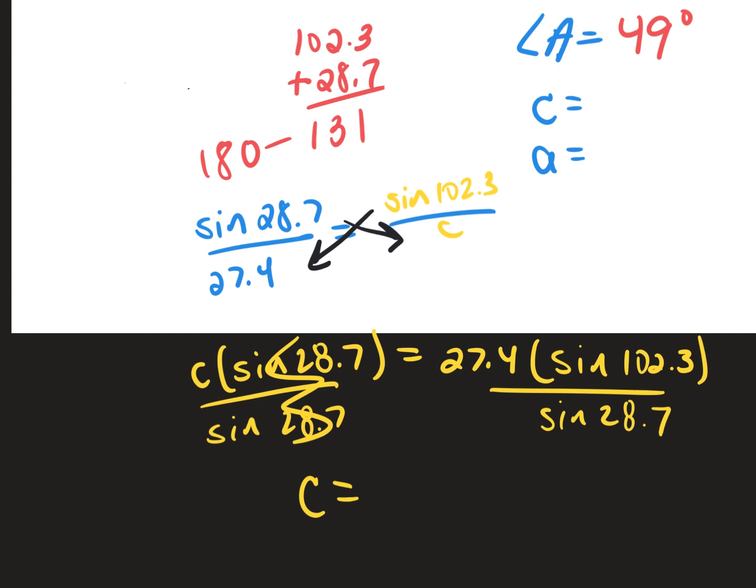Numerator divided by denominator. Do 27.4 times the sine of 102.3 and hit enter, and then divided by sine 28.7. Tell me what you get with a few decimal places. Okay, 55.75. If you did not get that, that's okay. Just let me know and I'll help you.